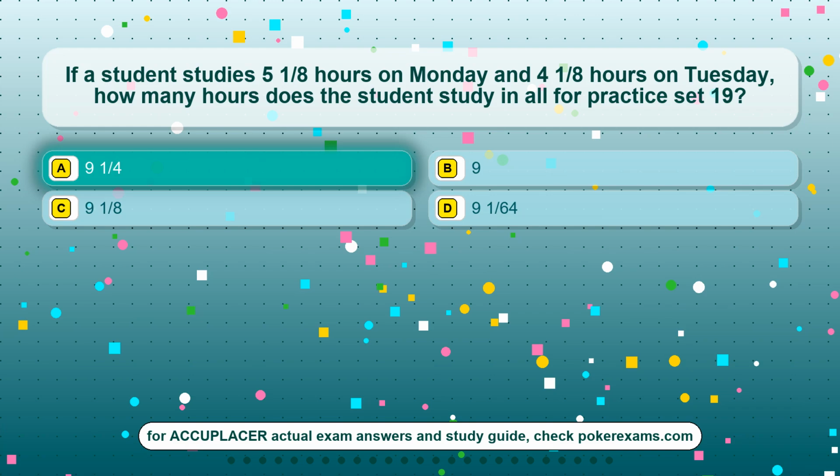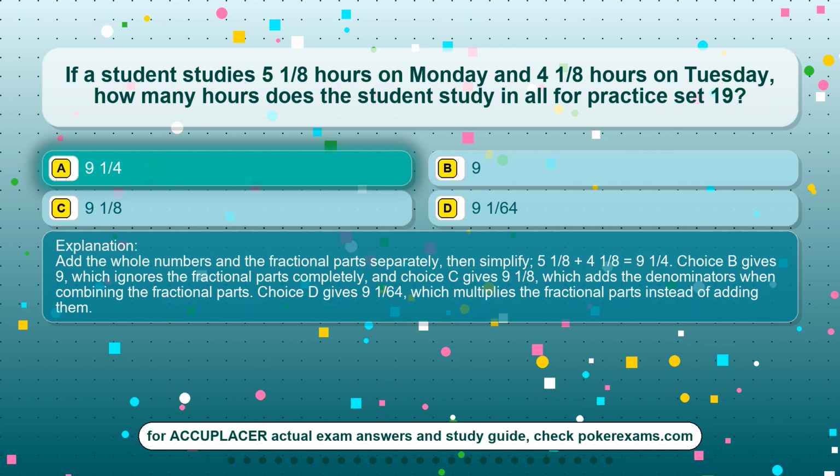The correct answer is option A, 9 1/4. Add the whole numbers and the fractional parts separately, then simplify. 5 1/8 plus 4 1/8 equals 9 1/4. Choice B gives 9, which ignores the fractional parts completely, and choice C gives 9 1/8, which adds the denominators when combining the fractional parts. Choice D gives 9 and 1/64, which multiplies the fractional parts instead of adding them.